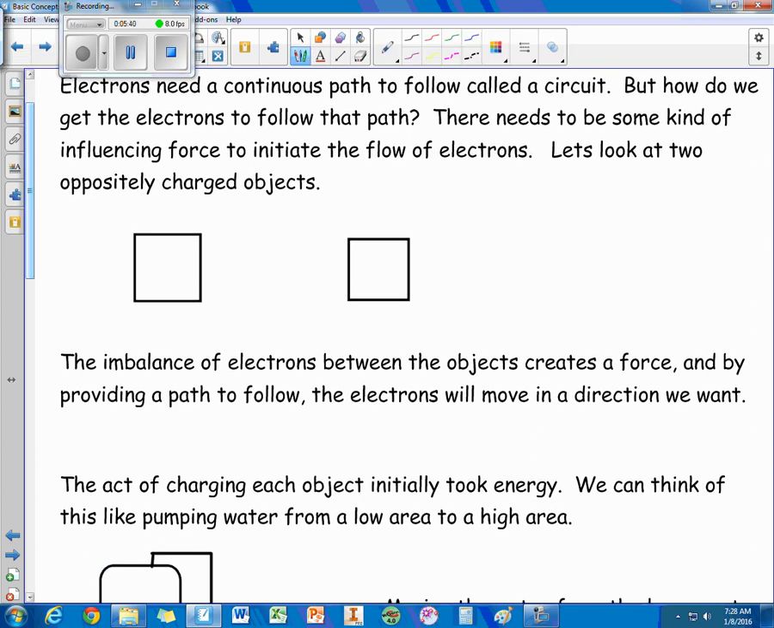So let's say we have an object that's positively charged and a second object that's negatively charged. As we discussed before, there's going to be a force of attraction between these two. So if we were to attach a wire between those two objects, the electrons would follow this wire and join the positive part on the other part. Now, the electrons can move, but the protons can't because protons are locked inside of a nucleus.